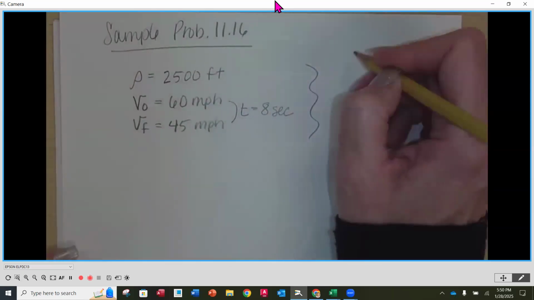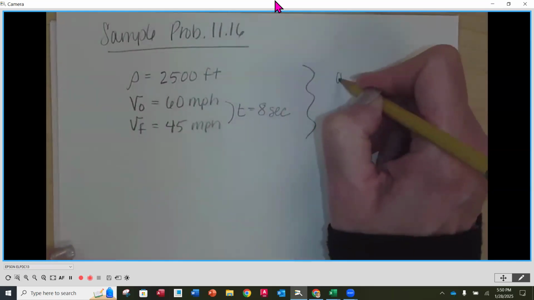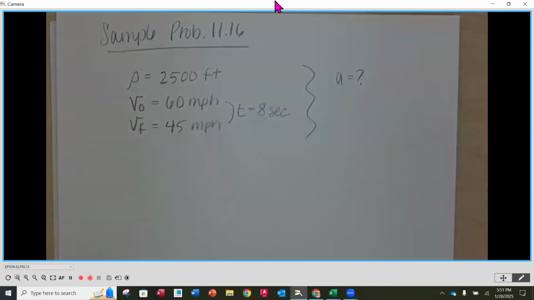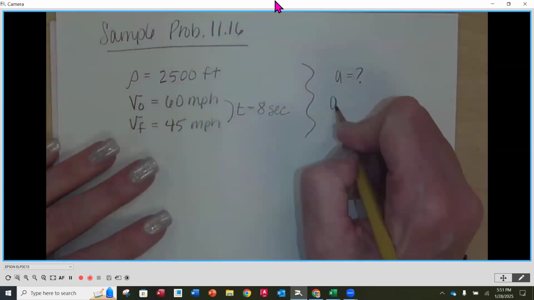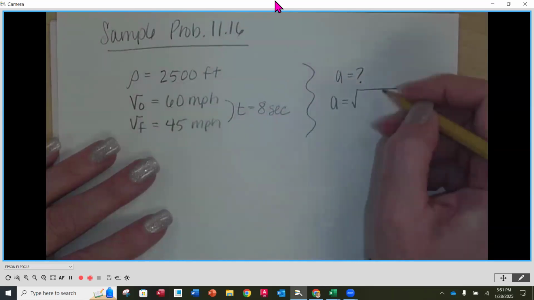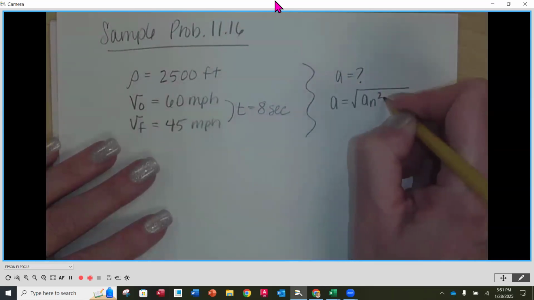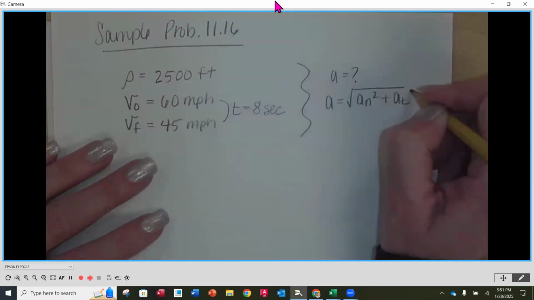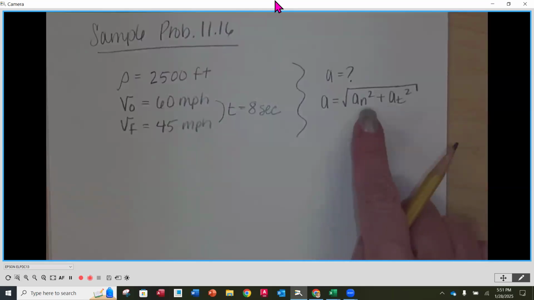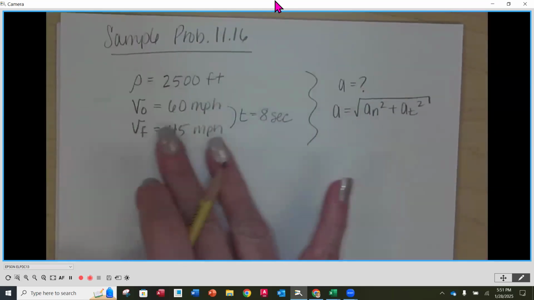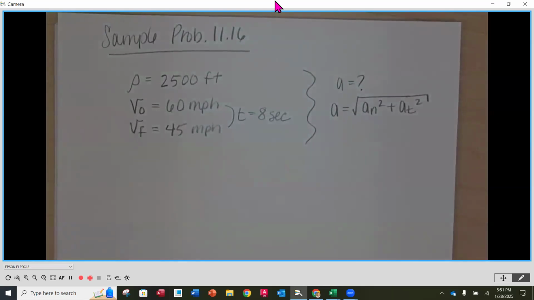And then as far as what we want to find, we want to find what the total acceleration is. And I like to right away, if I know the equation for that, I know the acceleration is going to be equal to the square root of the normal component squared plus the tangential component squared. And we're going to take the square root of that addition to find the acceleration. So as we look here, we have to start with the variables that are in here using the information that we have given to us.